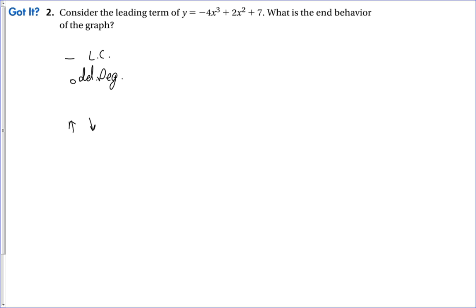Up, down. Now, if you are going to use arrows, or if you're just going to use the words up, down, always, always, always put the left on the left-hand side and the right on the right-hand side. That's the standard way to write this. When you're talking about end behavior, you write the left end behavior first, and you write the right end behavior second. Okay? So for this one, negative leading coefficient, odd degree, it should be up, down.